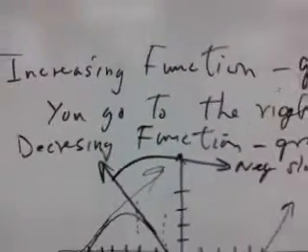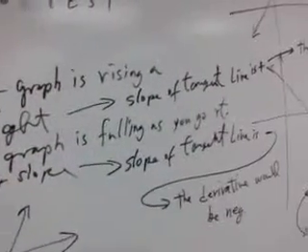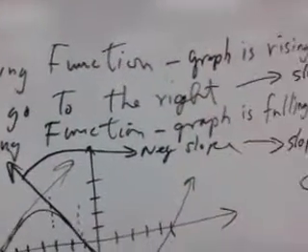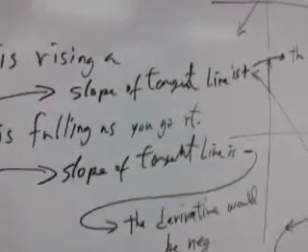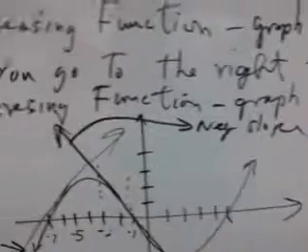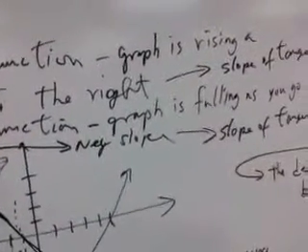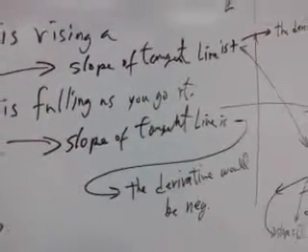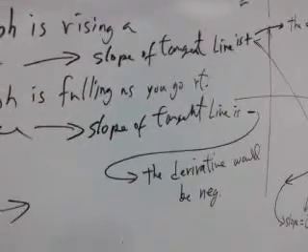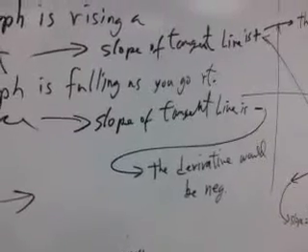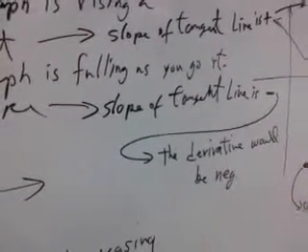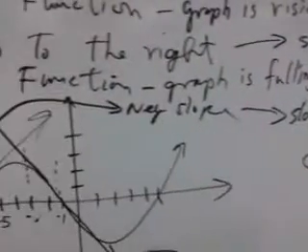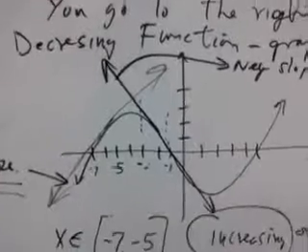And we went over how you can tell whether a function is increasing or decreasing by looking at the graph. We found that if the graph is rising as you go to the right, the function is increasing in that interval. If the graph is falling as you go from left to right, the function is decreasing in that interval. So you can look at the first derivative, plug in a number, and decide whether it's positive or negative to determine whether the function is increasing or decreasing. Or you can just graph the function and look at the graph in that interval.